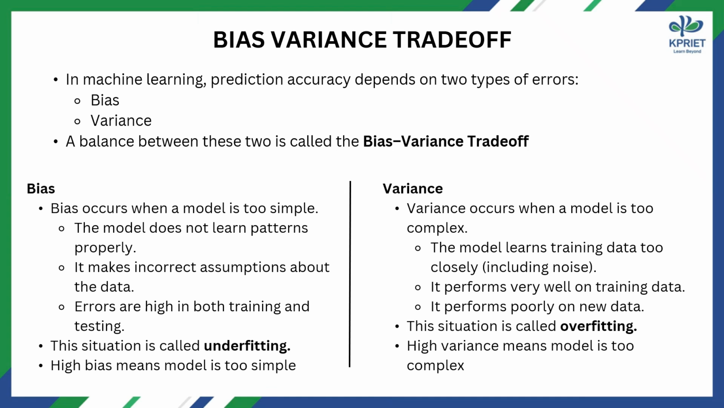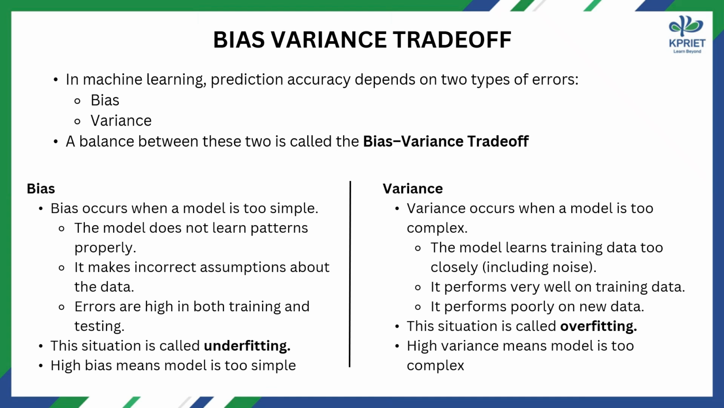Now the bias and variance trade-off. In machine learning, prediction accuracy depends on two types of errors: bias and variance. The balance between these two is called the bias variance trade-off. Bias occurs when the model is too simple. The model does not learn patterns properly. It makes incorrect assumptions about the data, and errors are high in both the training and testing sets. This situation is called underfitting.